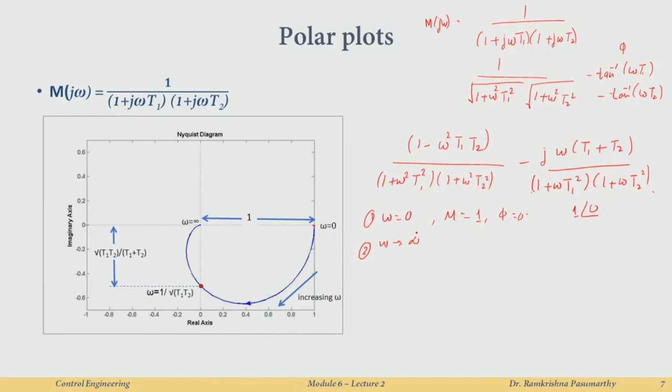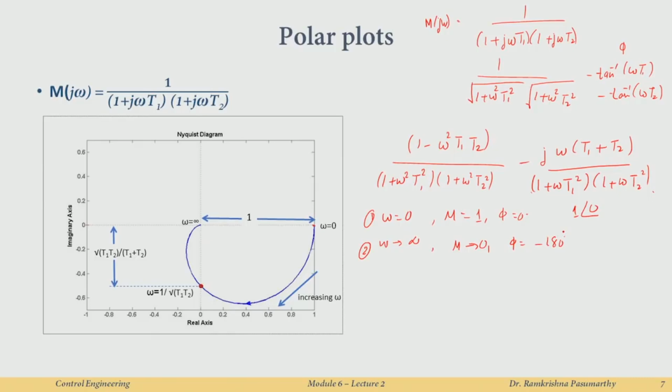When omega tends to infinity, the magnitude naturally goes to 0, and the angle phi is minus 90 for this one and minus 90 for this one. That would be minus 180 degrees.